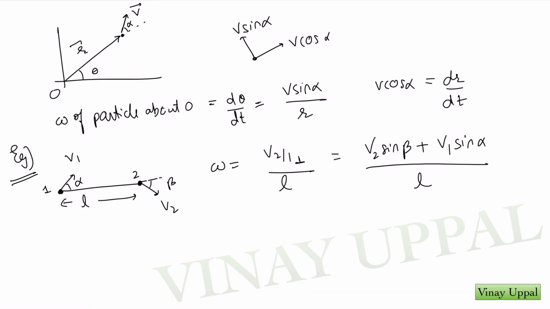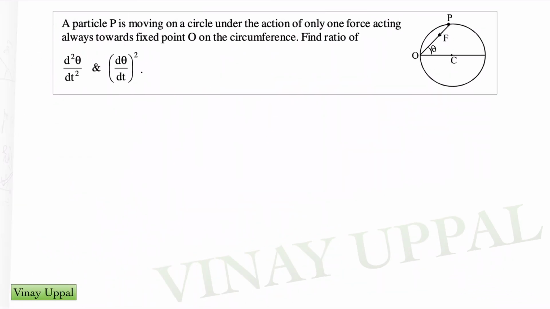Let's take a look at a couple of questions. A particle P is moving on a circle under the action of only one force acting always towards a fixed point O on the circumference. Find the ratio of d2 theta by dt squared and d theta by dt the whole squared.